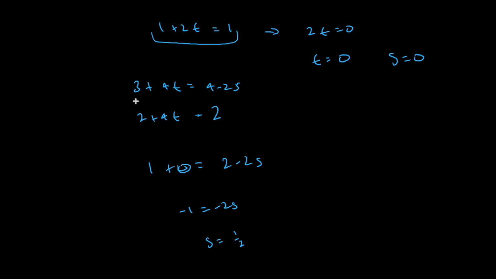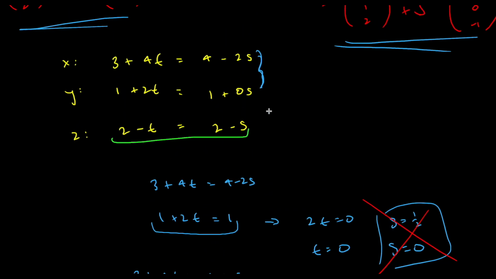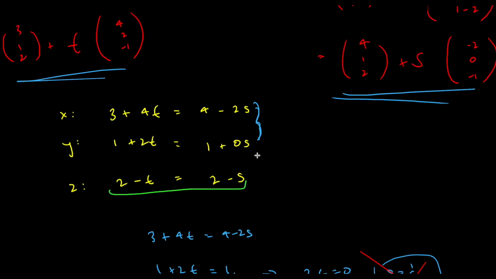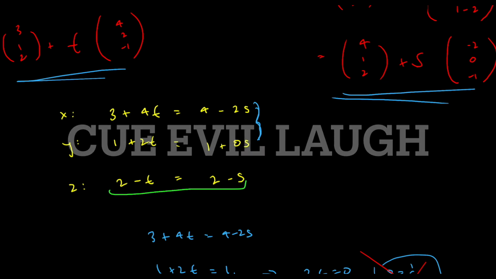Wait a minute. If s is 1/2 and s is 0, well, that doesn't really work, right? This whole thing is just very wrong. This means only one thing. This means that these two lines do not intersect. Meaning I've been messing with you.